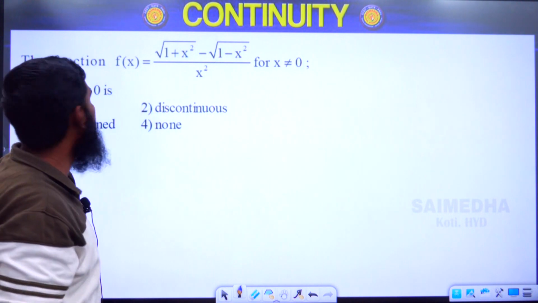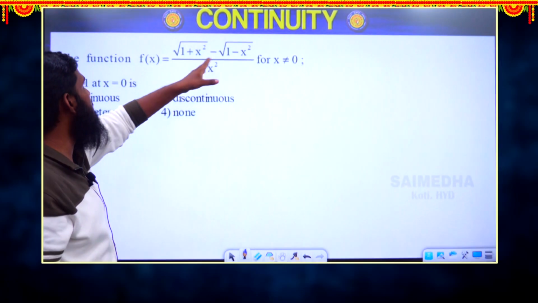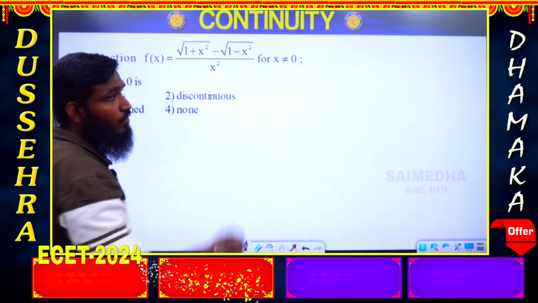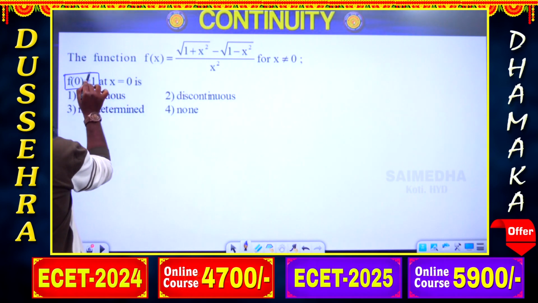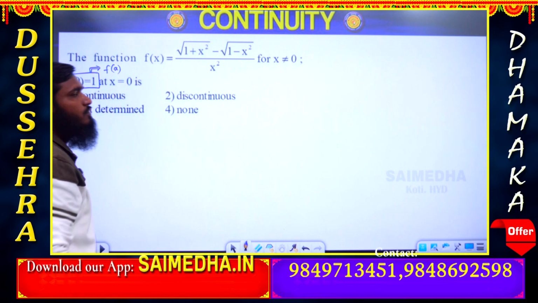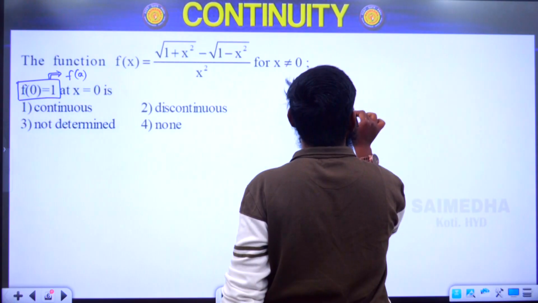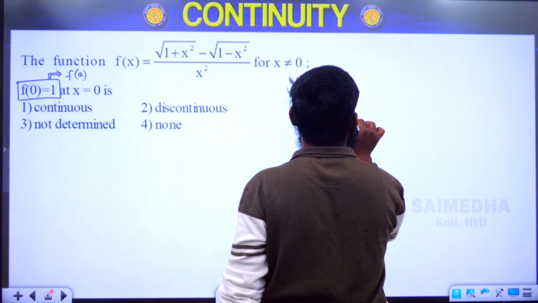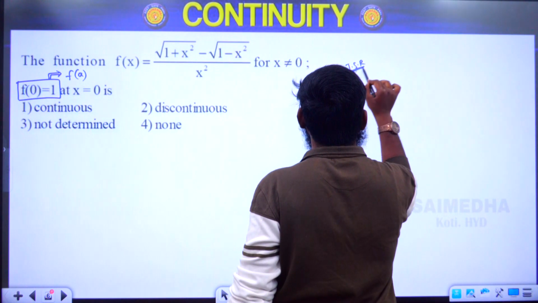Now let us see the next question. The function f of x is equal to under root (1 plus x square) minus under root (1 minus x square) by x square for x not equal to 0, and f of 0 is equal to 1. What do we have? f of 0 is equal to 1, which means this is f of a. The function value is already given. For this part also, we have one formula in the limits topic, a limit shortcut.